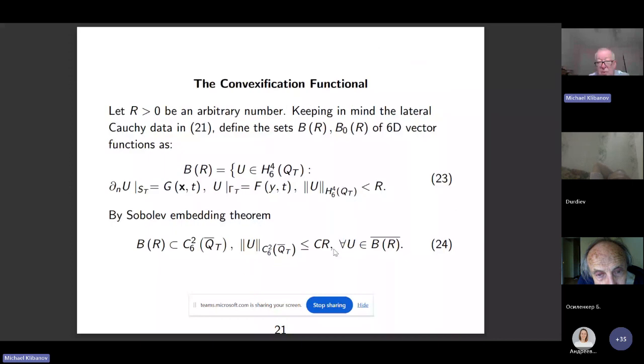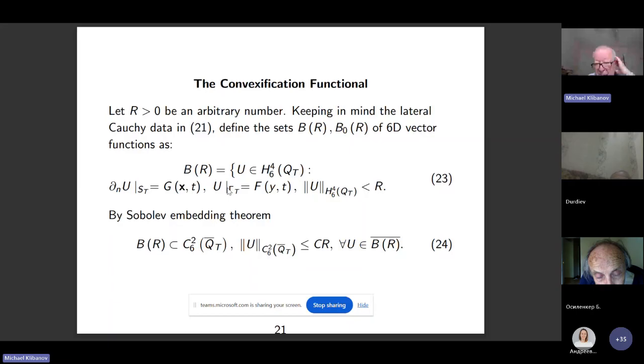Now I consider an arbitrary number R. Remember I said about arbitrary diameter of the set on which we solve the problem by conjugation. Now R is sort of diameter if you finish, radius if you finish. So R is arbitrary, and B of R is the set of all vector 6-dimensional functions which are in this space, again sufficiently smooth, which exactly have the same, which is important, boundary conditions, Dirichlet and Neumann. In other words, if you compare two guys, they must have the same boundary conditions.